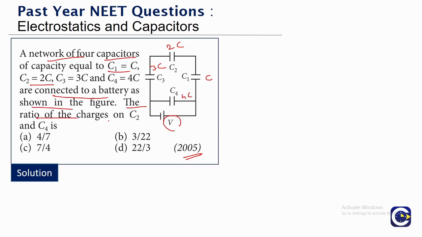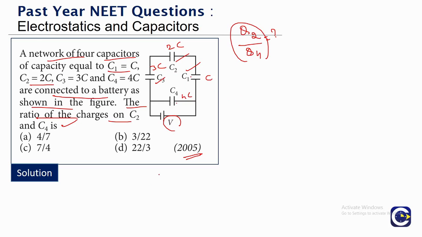The ratio of charges on C2 to C4 means we need to find what is the ratio of charge on C2 to C4. So if you call the charge on C2 as Q2, and charge on C4 as Q4, then they're asking us what is this Q2 by Q4 ratio. So how are we going to proceed with this? If you look at it, C1, C2 and C3 are in a series combination, and that entire branch is in parallel with C4, which is of course in parallel with the battery.